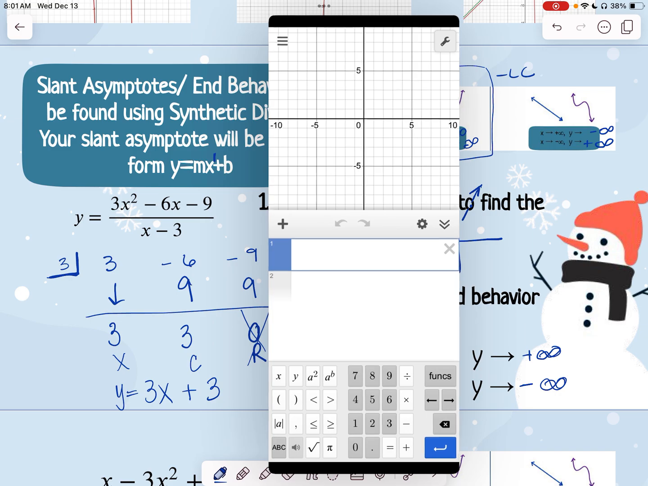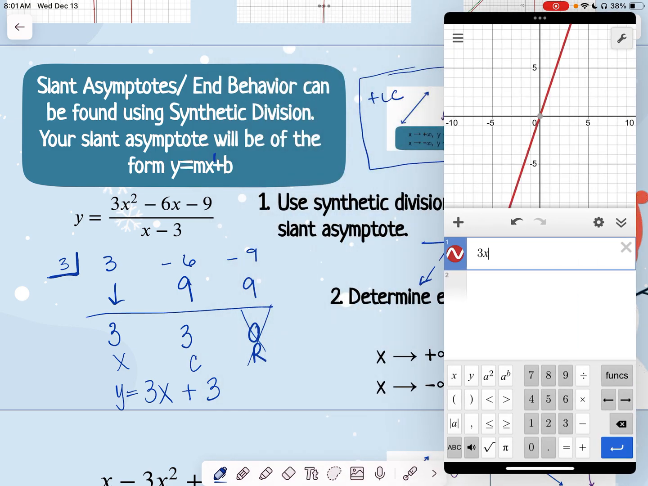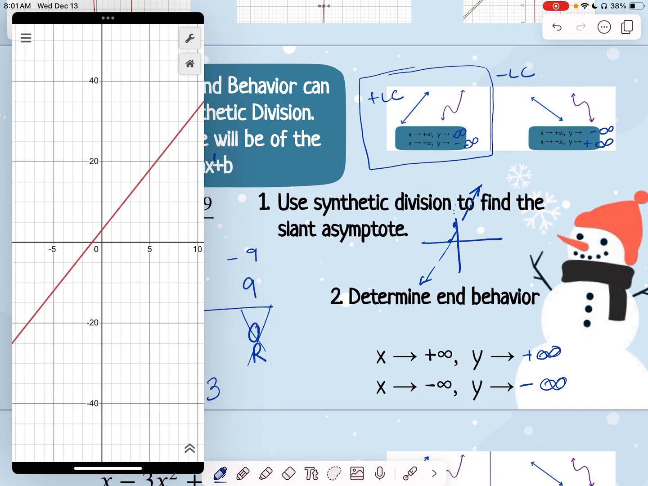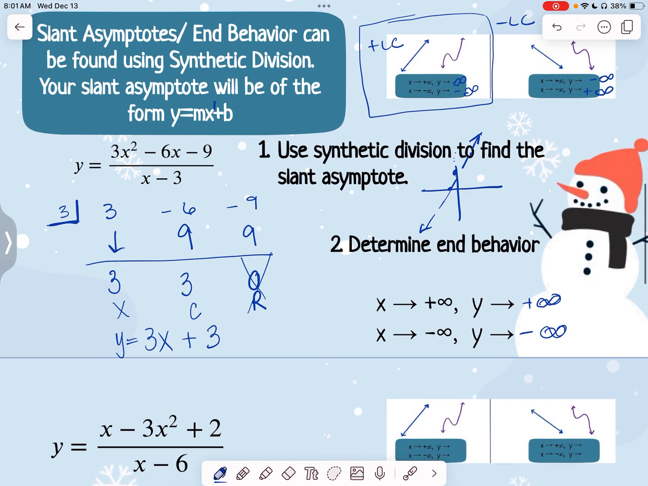Okay, so if I graph this, 3x squared minus 6x minus 9 divided by x minus 3. Okay. And I can put that over here. You will notice that this particular function goes towards positive infinity on the right and negative infinity on the left. So we can just use our graph to help us verify that. Remember you can pause at any time.